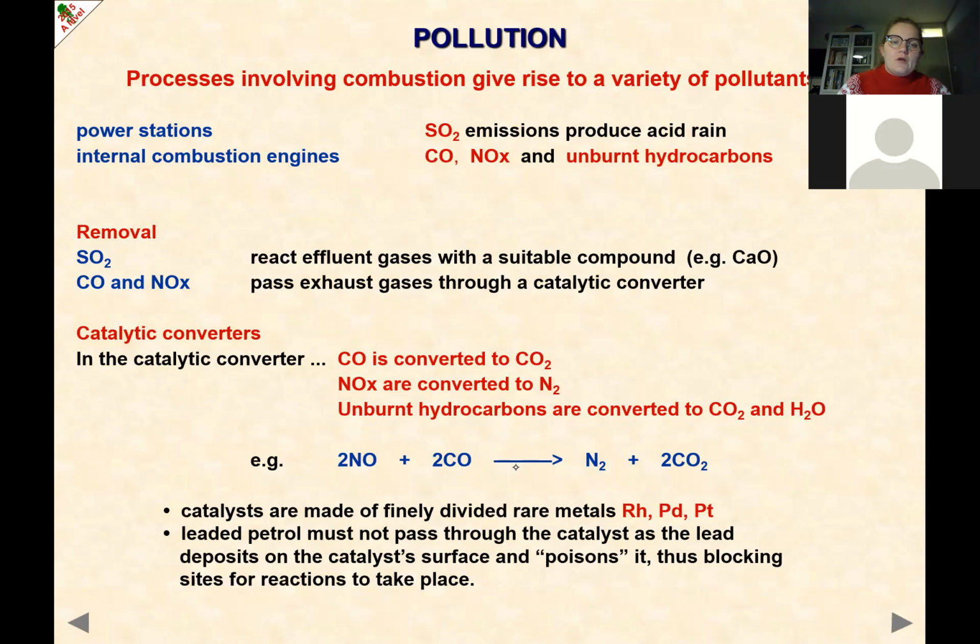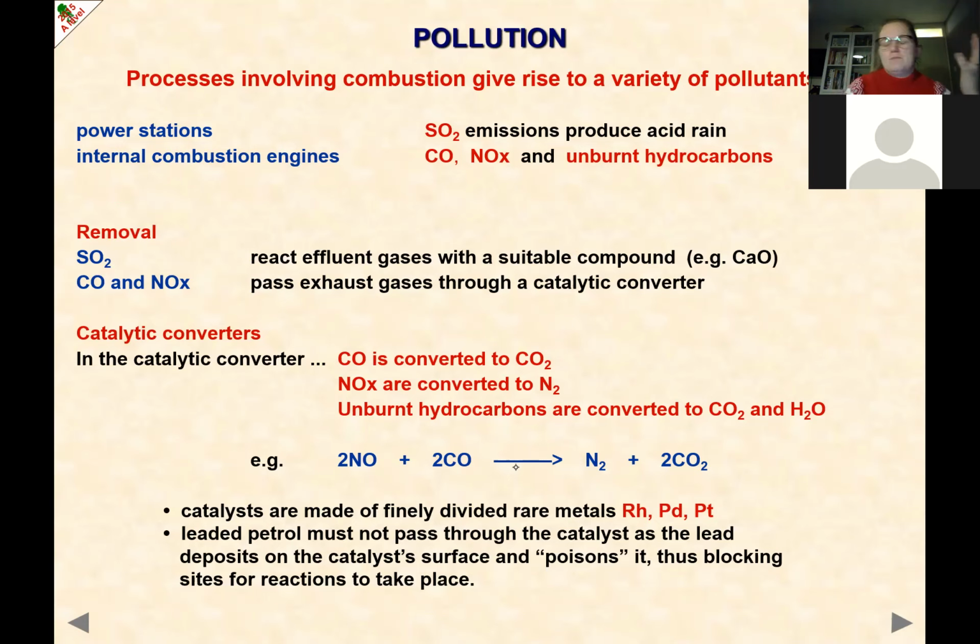So if we're going through these combustion processes, we need to remove those harmful pollutants. Sulfur dioxide, we can remove by reacting the effluent gases with a suitable compound, something like calcium oxide. Or if we're trying to remove carbon monoxide and nitrous oxide, we pass these exhaust gases, because these are what are found in cars, through a catalytic converter.